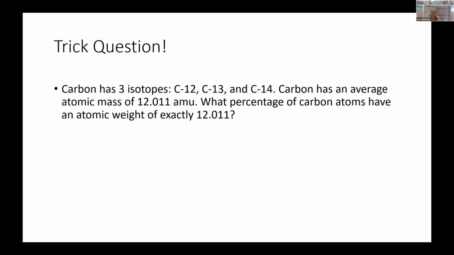So here's a trick question. Carbon has 3 isotopes. There's carbon 12, which is the most abundant, carbon 13, and carbon 14. Carbon happens to have an average atomic mass of 12.011, so that's the number it would say on the periodic table for carbon. What percent of carbon atoms have an atomic weight of exactly 12.011? The heading of the question may tell you the answer. Anybody want to guess?